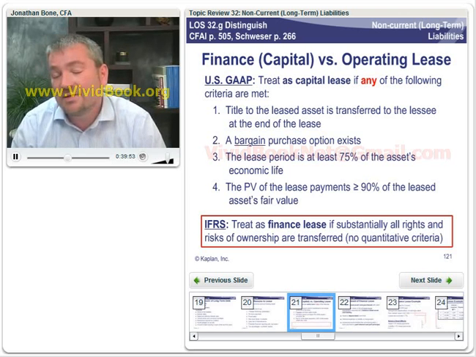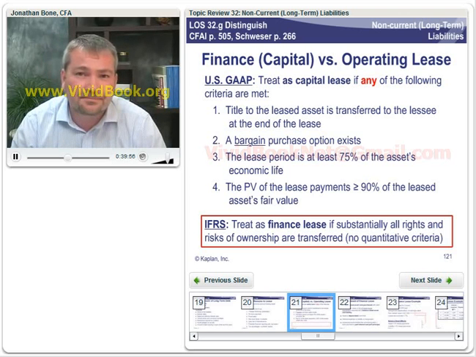The person who's using the asset becomes the owner. A bargain purchase option exists, so the lessee has the opportunity to buy the asset below its fair value. And 3 and 4, these are the two that get examined all the time, so make sure you know these.